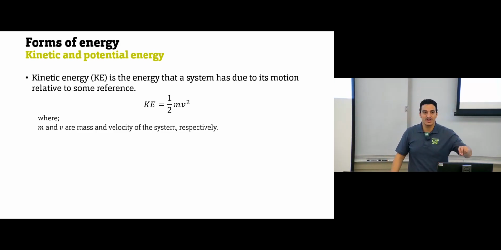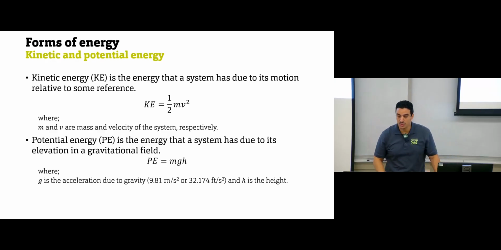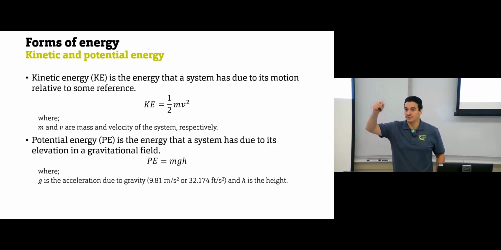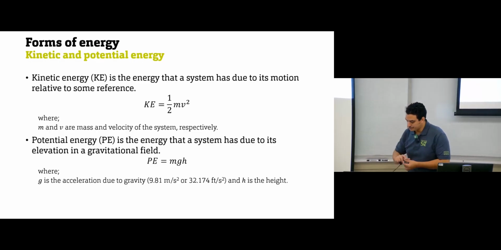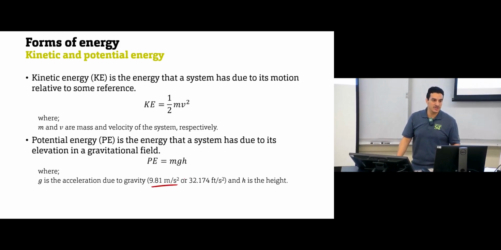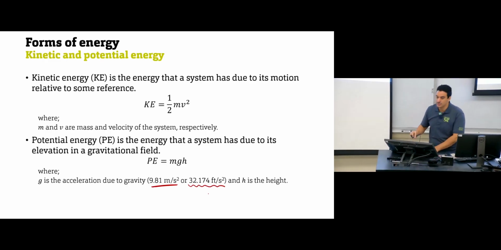Kinetic energy is half the mass of the system times the velocity squared. Potential energy is the energy the system has because of its elevation or position relative to a gravitational field. And how can we calculate it? Potential energy is the mass of the body, times the gravitational acceleration, times the height, the position of this body. The value of gravity, you know this number. So this is how we can substitute g in the SI system. But if your problem is in the American system, this is the value that you need to substitute.